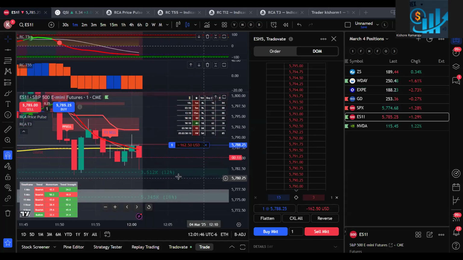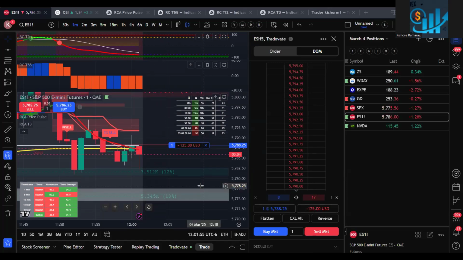You can put my stop loss below this. There are a lot of buyers here, so these buyers will try to push the price up. But if you want, we can have a stop loss below this buy order block.